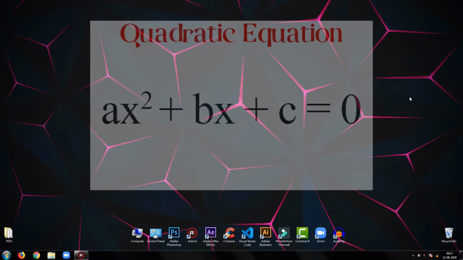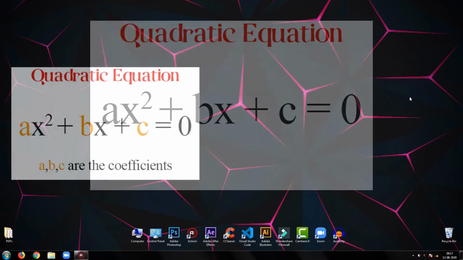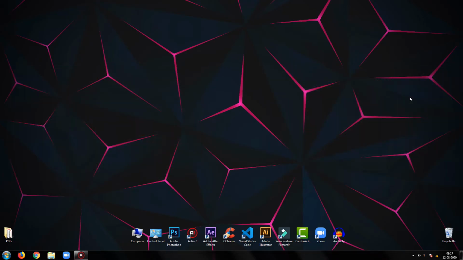Let me explain what a quadratic equation is in brief. A quadratic equation is any equation in the form ax² + bx + c = 0, where a should not be equal to 0 and a, b, c are the coefficients. Then we plug these coefficients into the quadratic formula to get the roots for x.